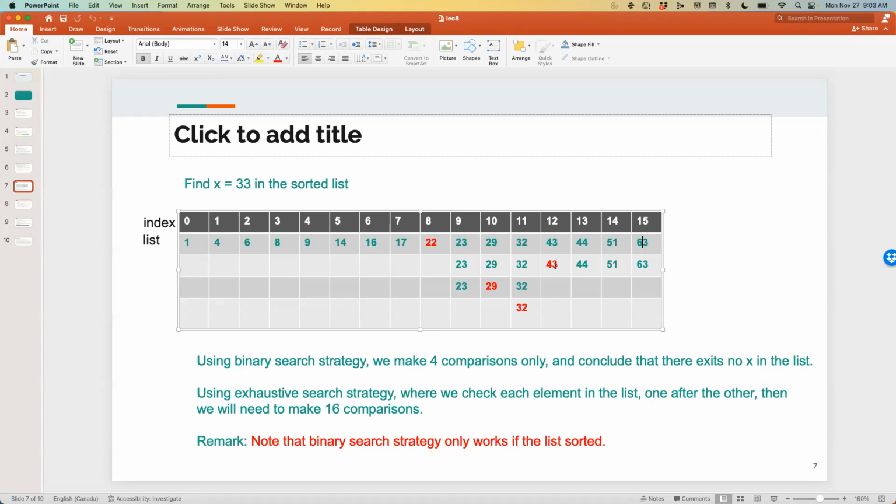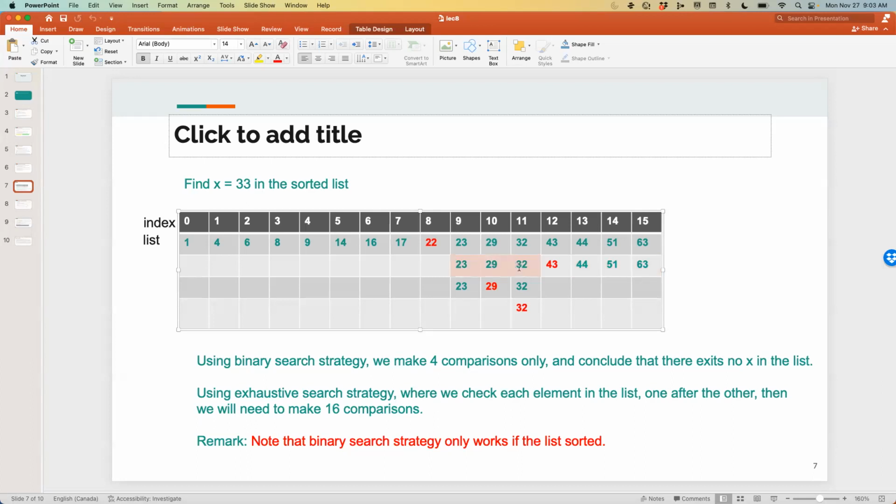We take the middle element, which is 43, and compare 43 with the target element 33. Now, the target element 33 is less than the middle element. So what this means is that if it exists, it must exist in the first half. It could not exist in the second half because every element in the second half is more than 43, since it's a sorted list, and we are looking for 33, which is less than 43. So we can rule out every single possibility there without even checking. So we are left with only 3 elements.